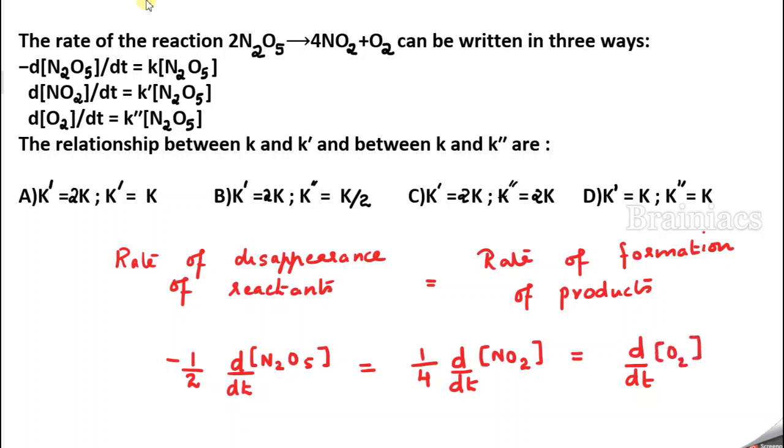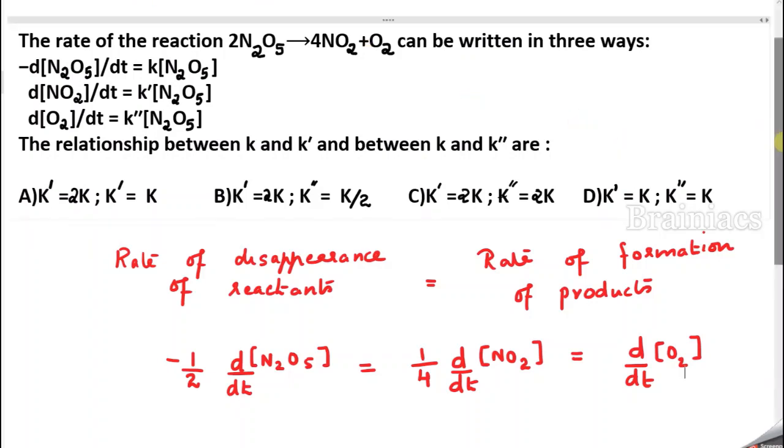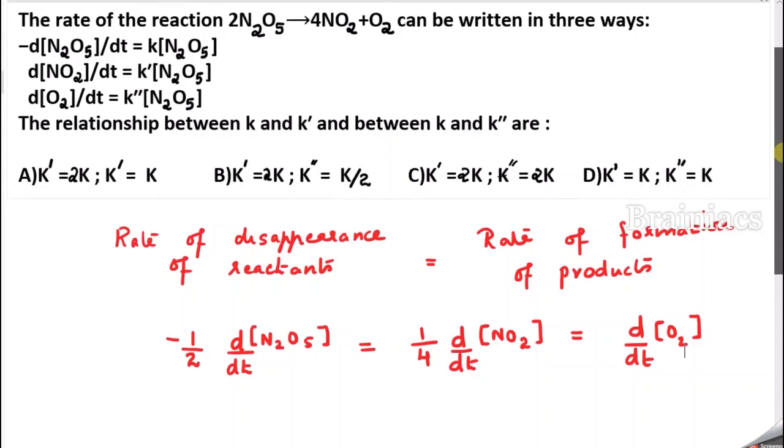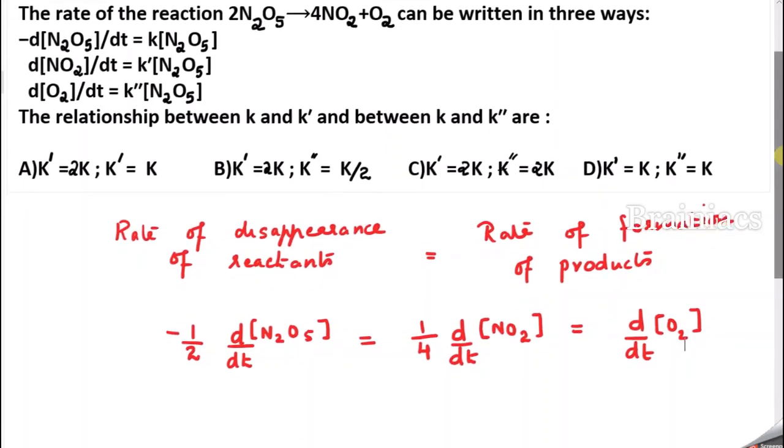Now, in the question, they have already given what is d/dt of N2O5. If you see here, you could see that actually. Okay, what they have given, minus of d/dt.